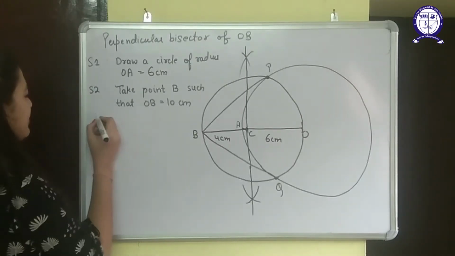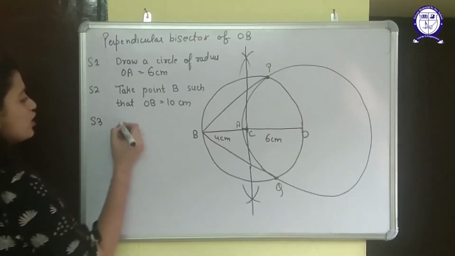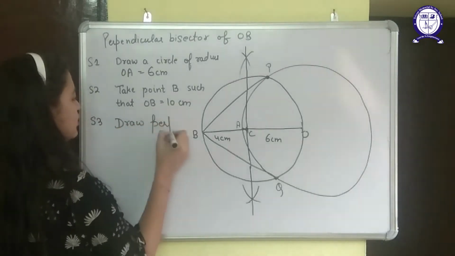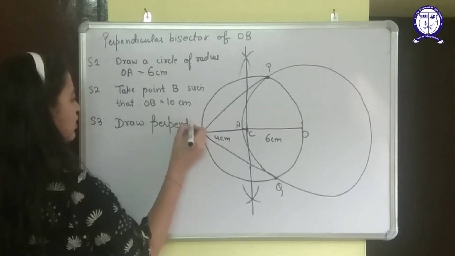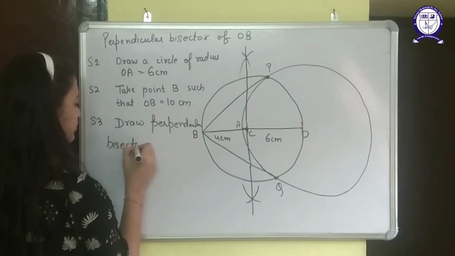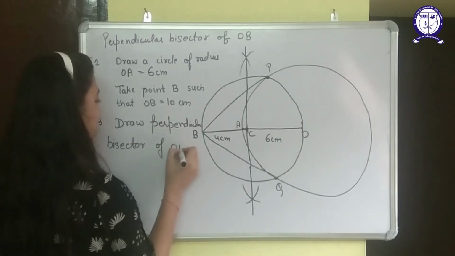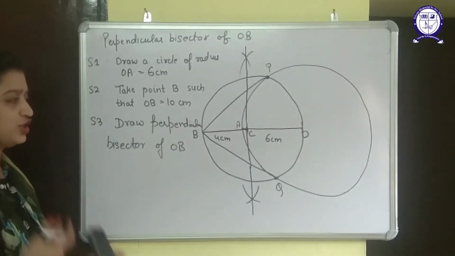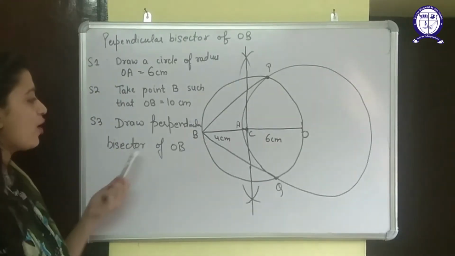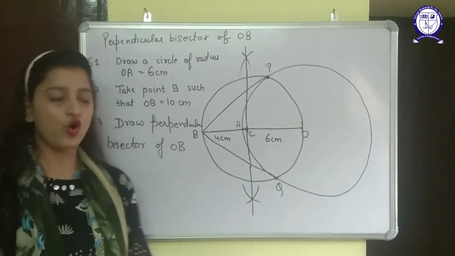Now what was my step 3? Step 3 was draw perpendicular bisector of OB. You don't need to write the procedure of drawing the perpendicular bisector. You can just say draw perpendicular bisector of OB.